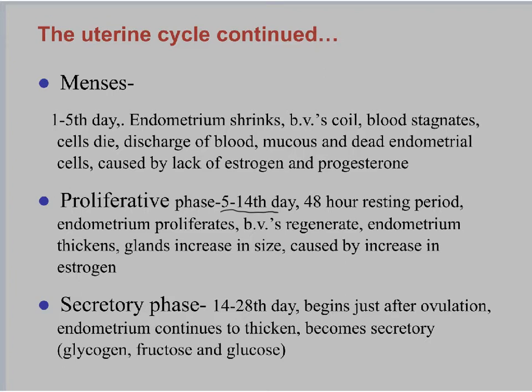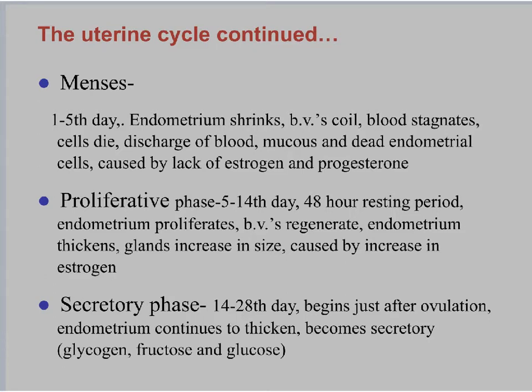Somewhere around day 5 of that cycle, the uterus enters what's called the proliferative phase, and that lasts somewhere between 9 and 10 days. Again, this is an average. And there's a 48-hour resting period, and the phase is named because the endometrium begins to grow back. It proliferates. So blood vessels regrow or regenerate. The endometrium thickens, the glands reform and increase in size, and this is caused by an increase in estrogen.